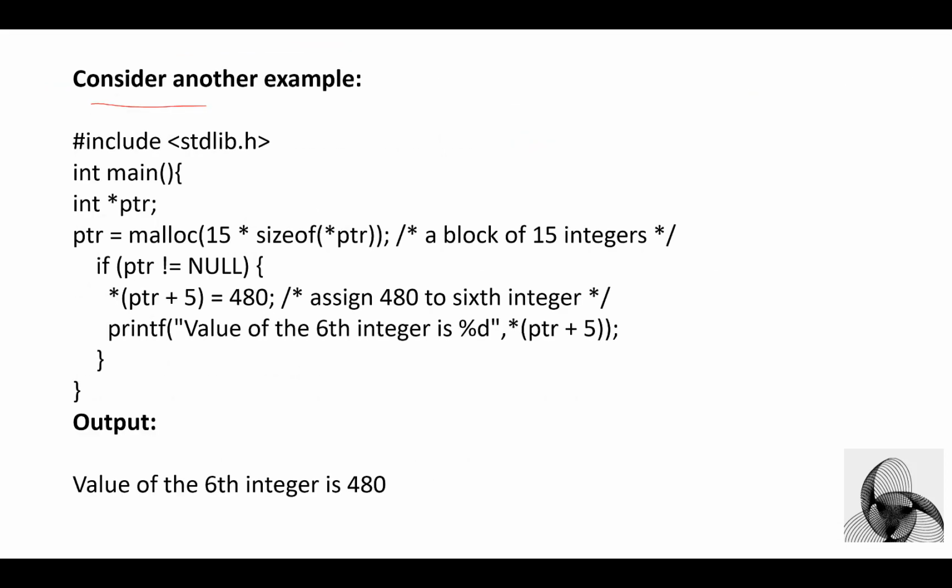Let's see another example. Inside the main function, declare a pointer of integer type, and ptr = malloc(15 * sizeof(*ptr)). A block of 15 integers is allocated. If ptr is not equal to NULL, and this condition is true, then *(ptr + 5) = 480. 480 is assigned to the sixth integer, because the pointer ptr holds the address of the first byte in the allocated memory. Plus 5 means the sixth integer.